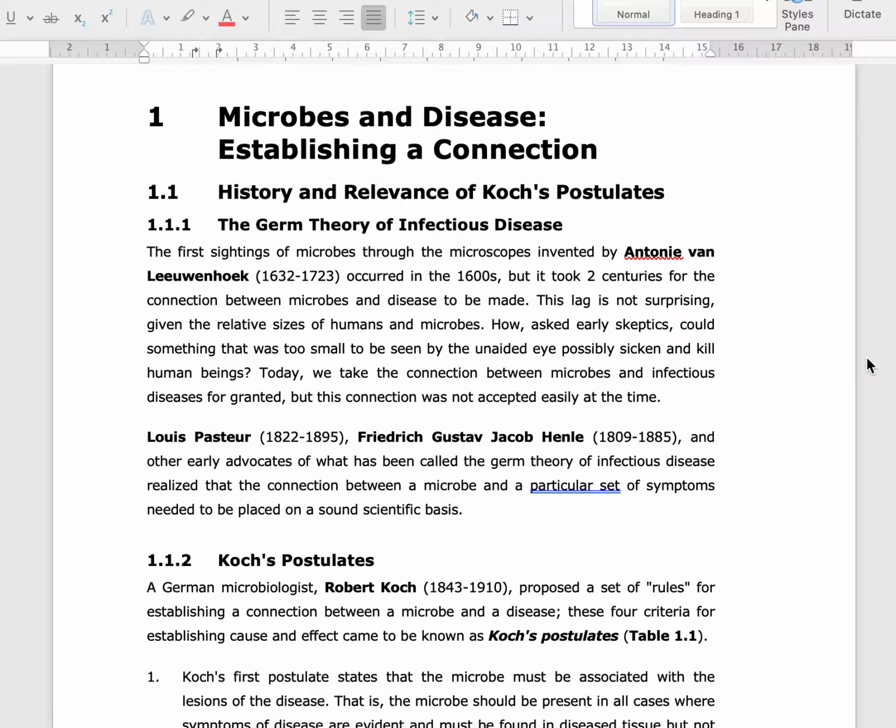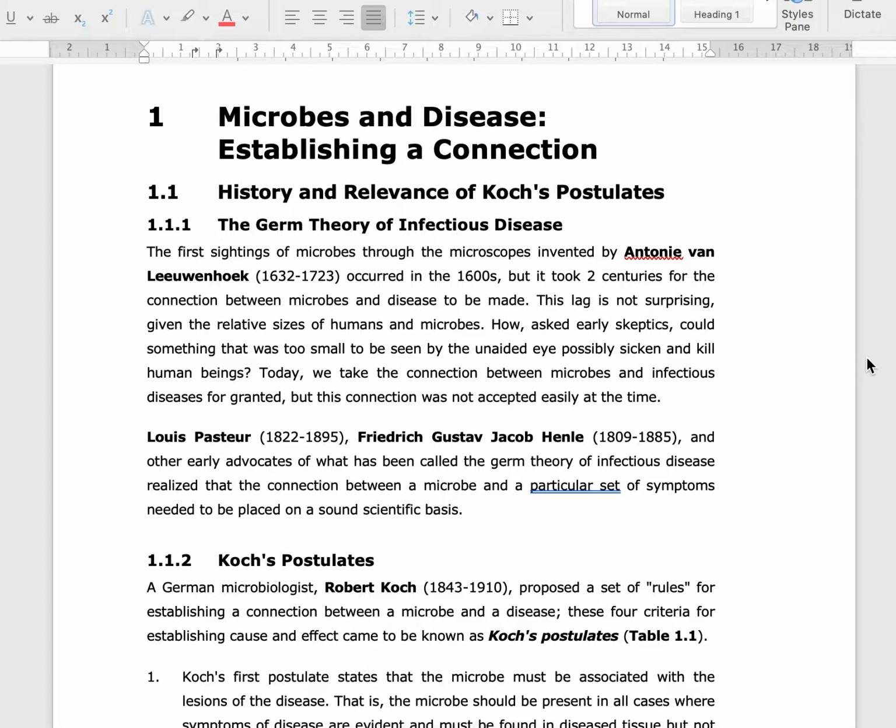Whenever a novel disease outbreak is reported or occurs, scientists use a set of rules to establish the connection between that microbe and the associated disease. These rules were first proposed by a scientist named Robert Koch. He proposed some rules which are also called postulates. Actually, these are called Koch's postulates. Using this set of rules, we can establish the connection between a microbe and a disease.